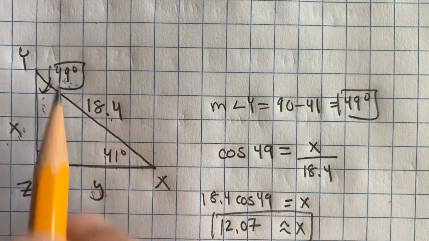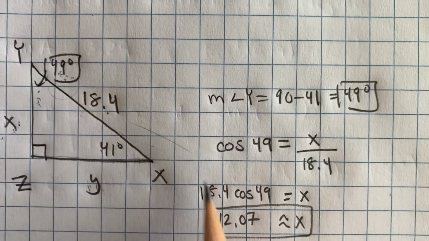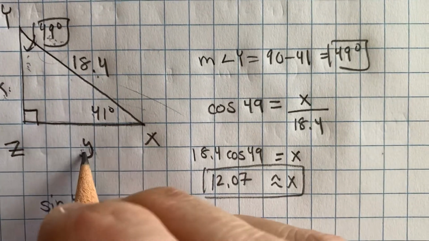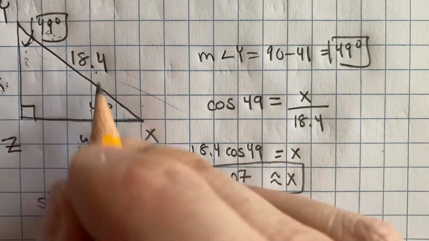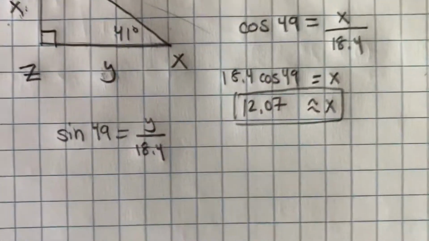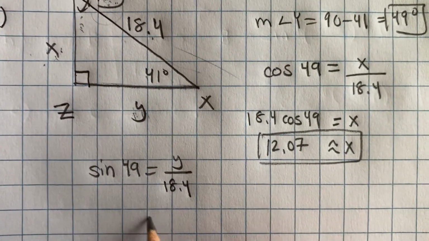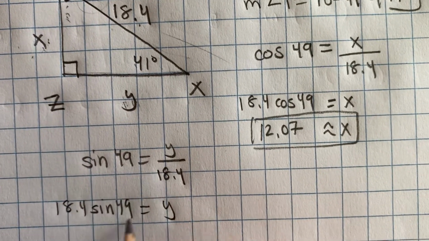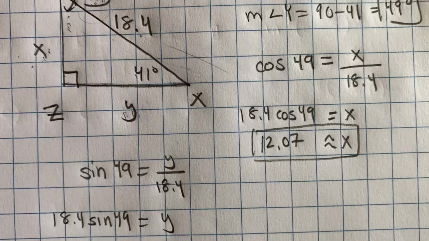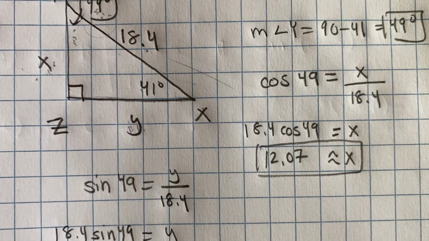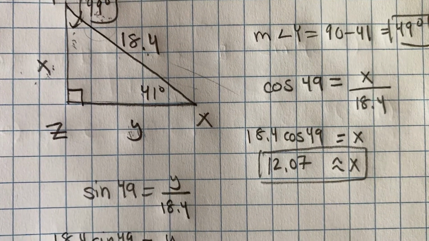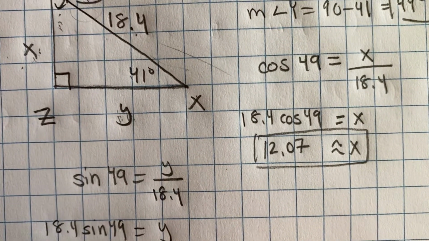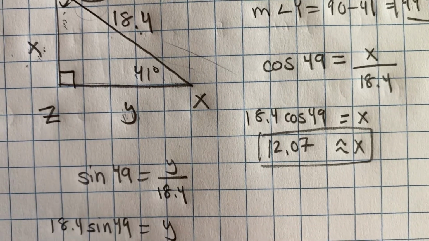If I want to use the 49, I have a side that's opposite. I also have the hypotenuse. I'm going to use sine. So sine of 49 degrees is opposite, which is Y, over the hypotenuse, which is 18.4. Again, to get Y by itself, I would just cross multiply. So Y is equal to 18.4 times the sine of 49 degrees. Enter this on your calculator, and you're done. All right, final answer, 13.89, rounded to the nearest hundredth.